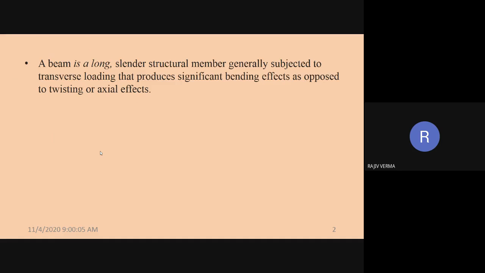A beam is a long, slender structural member generally subjected to transverse loading that produces significant bending effects as opposed to twisting or axial effects. The thing is that the beam is capable of sustaining transverse loading, but the majority of effects which are going to be produced are going to be the bending effect compared to the twisting or the axial effects.